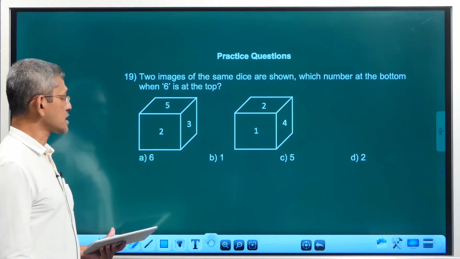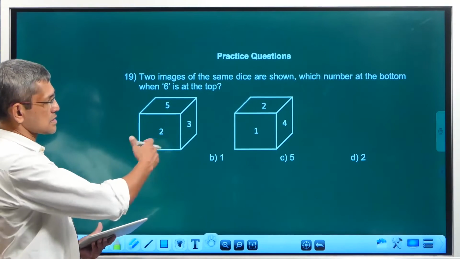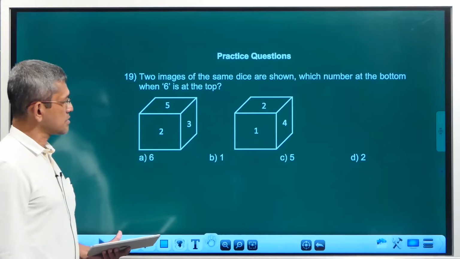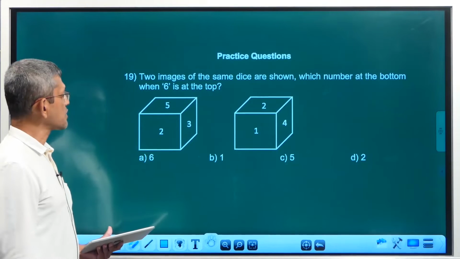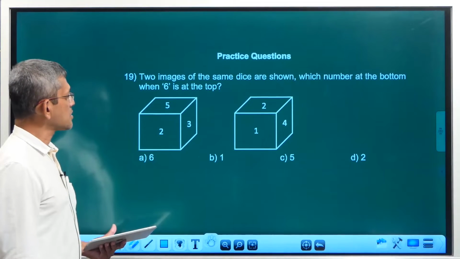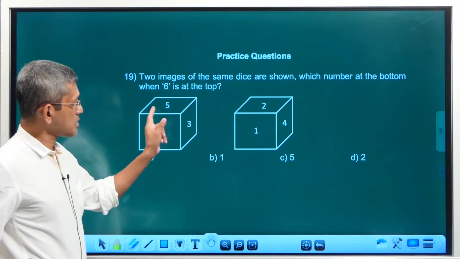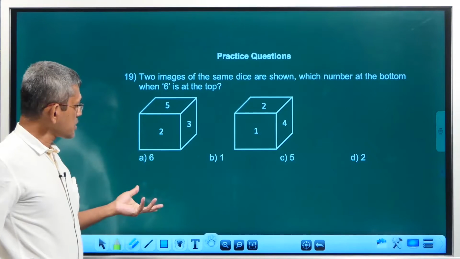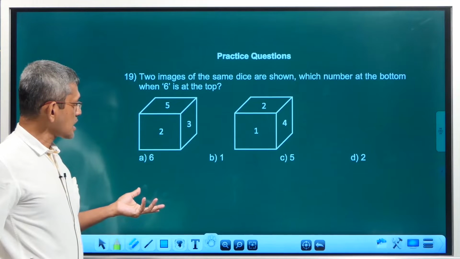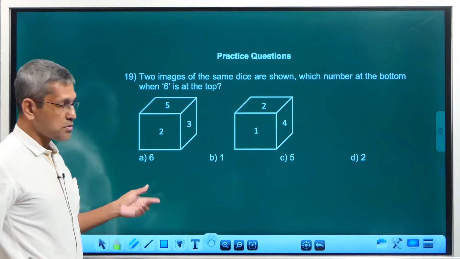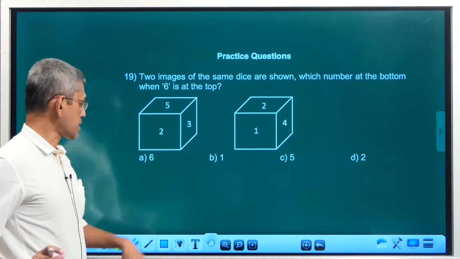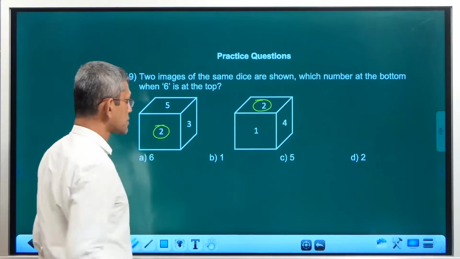Which number is at the bottom when 6 is at the top? So 6 is at the top. 6 is not visible in this image, but that is okay. And we are looking for which is at the bottom when 6 is at the top. That means the number opposite to 6. Compare these 2 images. Which is common? Is there any letter or any number common? So number is common. 2 is common here. 2, 2. No other number common.